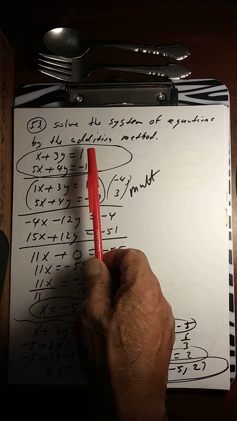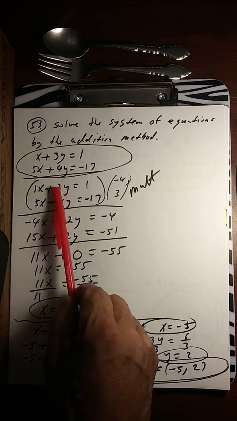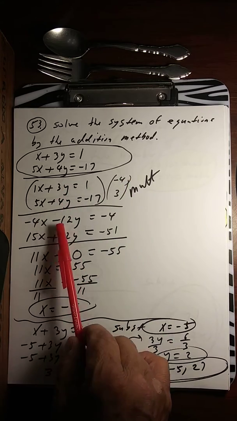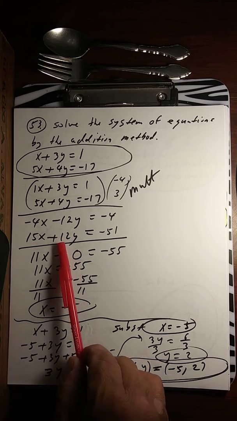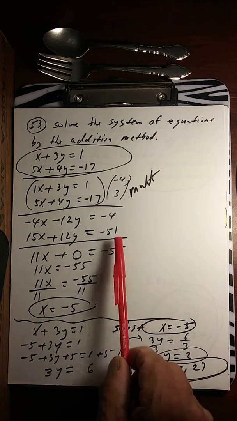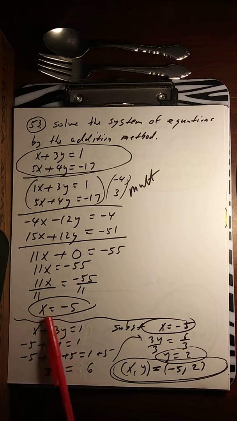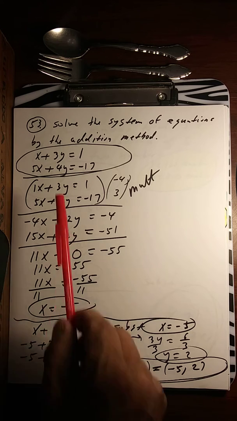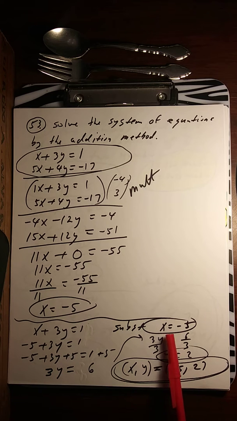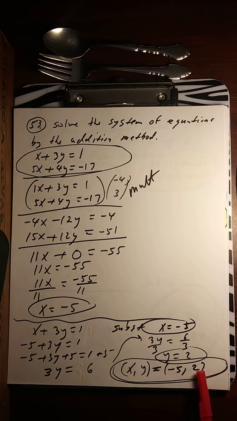Solve the system of equations by addition. So let's fix it a little bit. 3 and 4 are not going to cancel, but if you multiply this by negative 4 and this by 3, you get these numbers, that's a negative, that's a positive, straight across. That's going to be negative 4x minus 12y equals this. 15x plus 12y equals this. And straight down, that's going to be 11x, that's 0, and that's negative 55. Divide by 11, so x is negative 5. Put it back in the original, this one up here. So negative 5 plus 3y, add 5, so 3y is 6. Divide by 3, so y is 2. So (x, y) is negative 5 and 2.